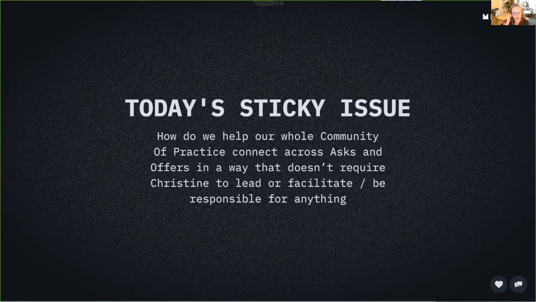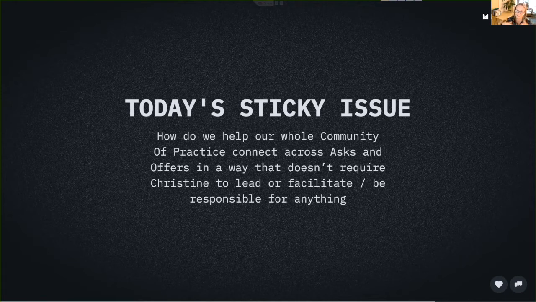And it keeps coming back. And so that's a sign that we're in this wicked issue, and it needs a different attention to it, right? Than just solving a problem. And so we've identified one that happens in our community of practice around social system mapping. And it's, how do we help our whole community of practice connect across the asks and offers that our community have done in a way that doesn't require Christine to be at the middle, to either facilitate or be responsible for anything or lead anything.